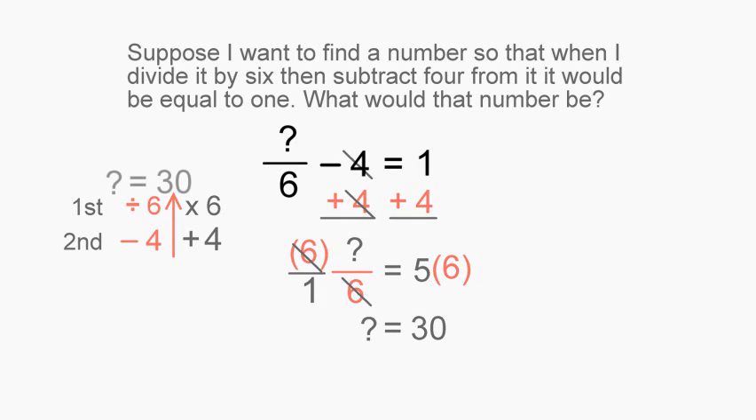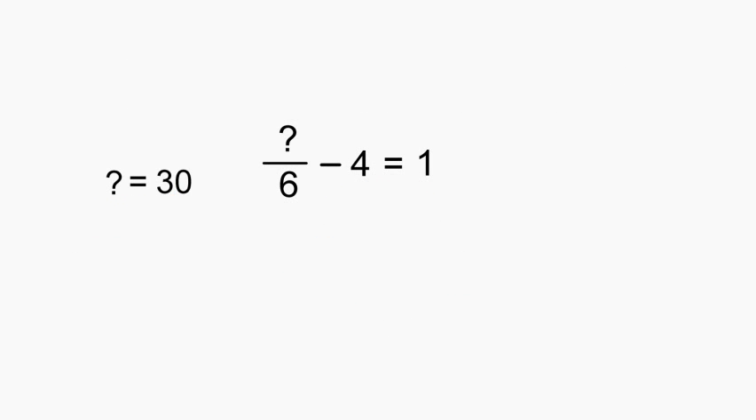Now I want to check it to make sure I found the right number. I plug the missing number I found back into the original equation and do the arithmetic on the left side to make sure it's the same as the right side. 30 divided by 6 is 5, and 5 minus 4 is 1.